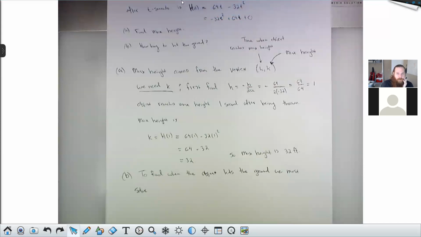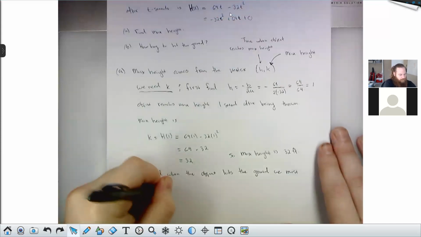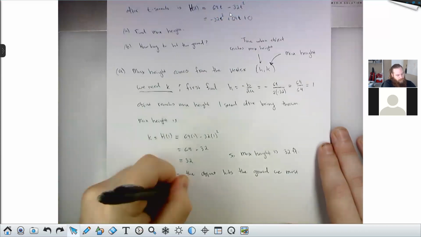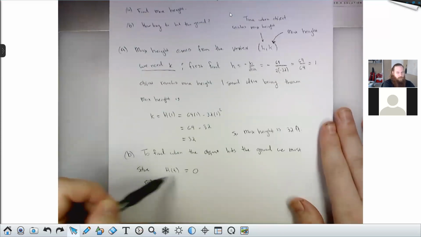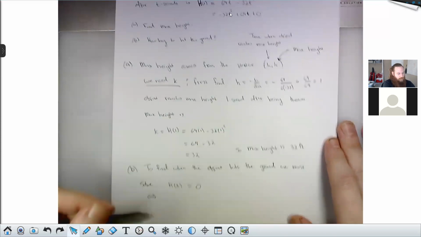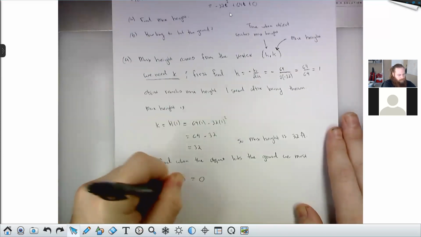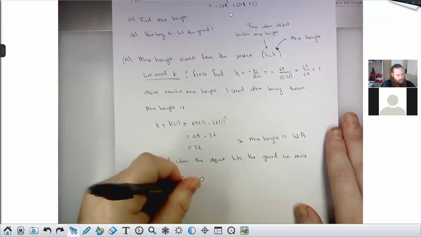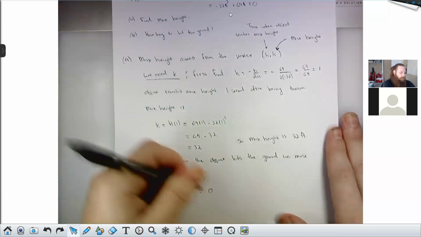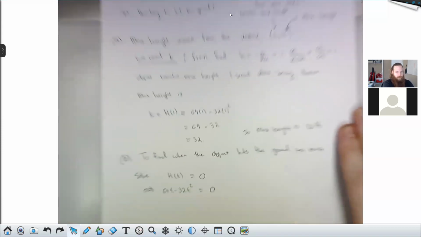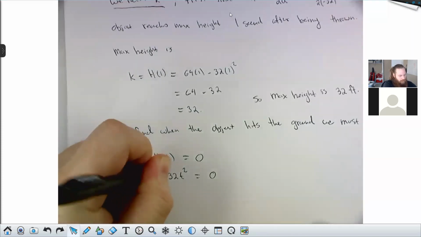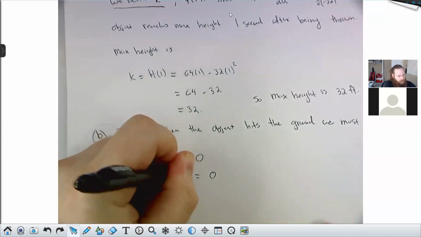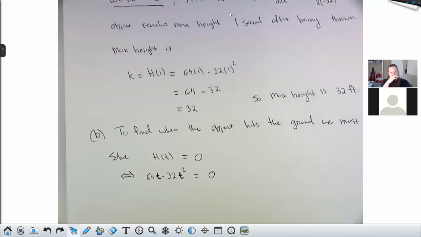So this thing is the height. So I need to solve the equation height equals 0. Now, what is h of t? What is the height? Well, it's 64t minus 32t squared. So I'm solving that thing equal to 0. All right, what's the best way to solve this equation? Sure, I could use the quadratic formula, but that would be a terrible waste of time.